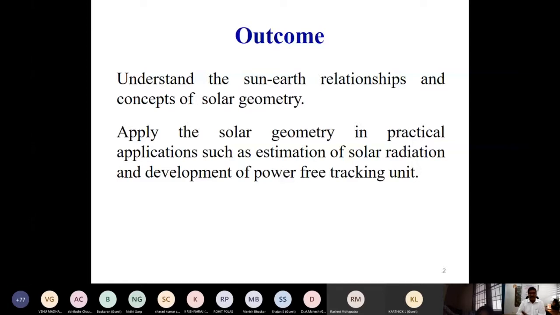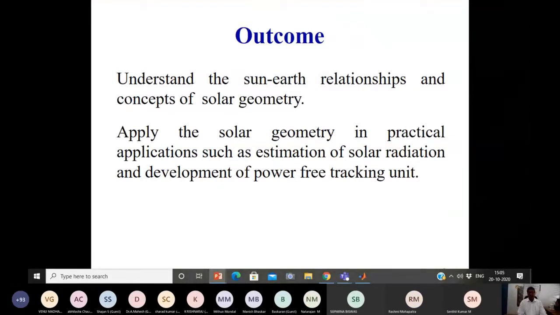because the background of this estimation, as well as the development of the power-free tracking unit, is this presentation's focus on the study of solar geometry, that is, the sun-earth relationship. After finishing the study, that is, understanding sun-earth geometry, we are going to apply the same knowledge to estimate solar radiation at various conditions like time change and place change. And later I am going to explain a practical application of solar geometry to develop some tracking methods or mechanisms.